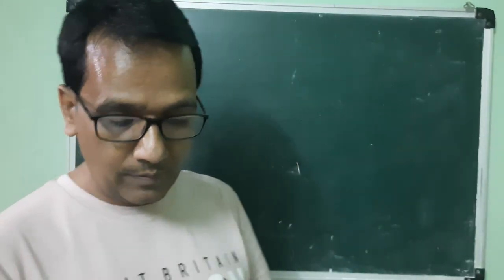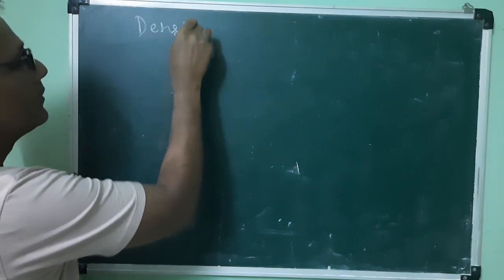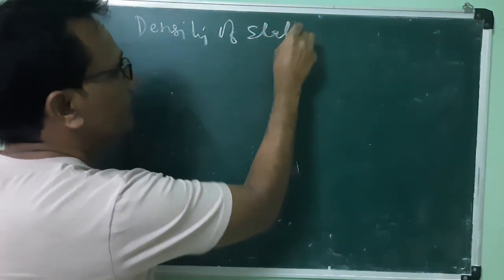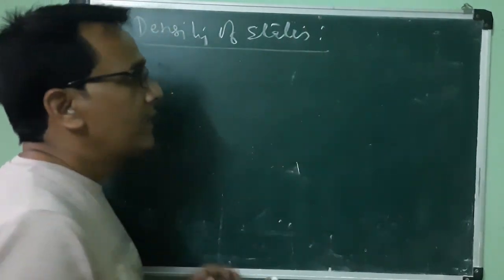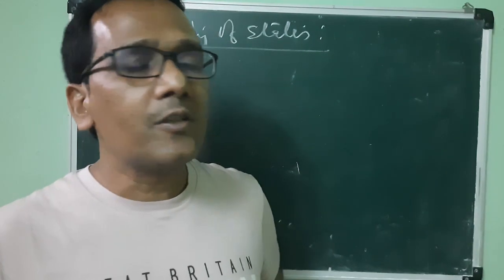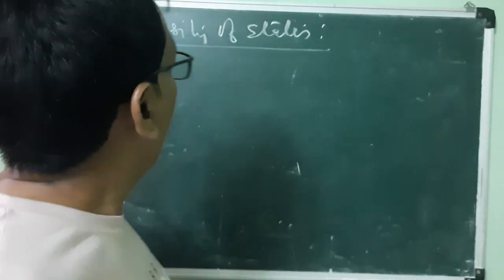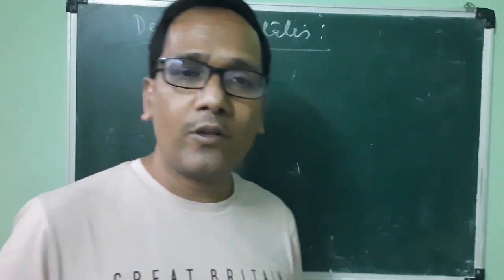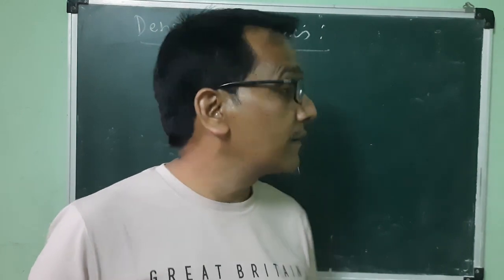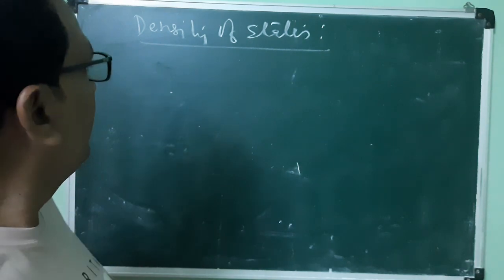Hello friends, now this is the derivation part of lecture number 8.1 that was related to density of states. This density of state is just the total number of states per unit energy per unit volume. So in order to derive this density of state for any solid system or for semiconducting materials, we have to follow certain steps.